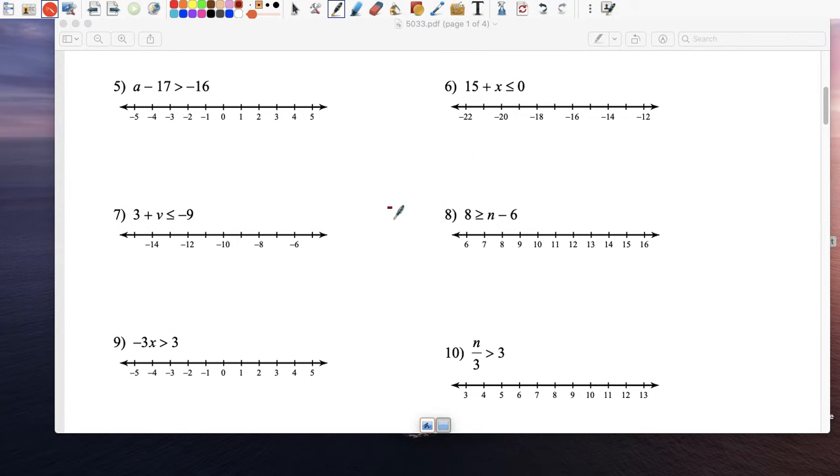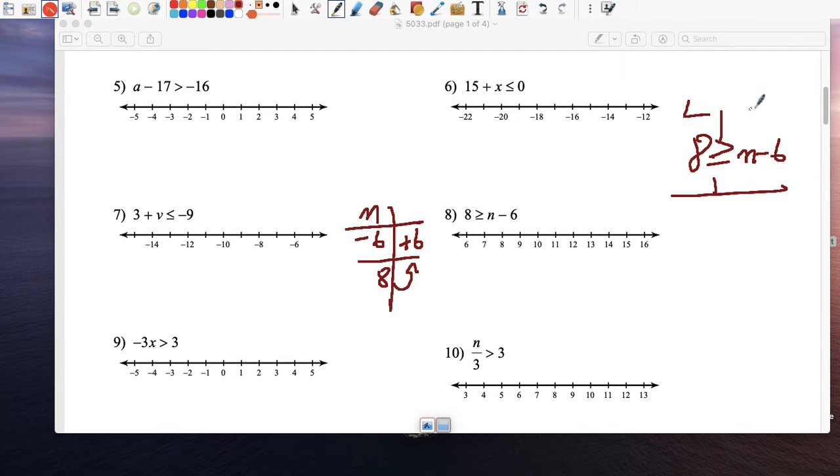8, my variable is n, minus 6, less or equal. 8 has to be greater or equal to n minus 6, so the inverse operation is going to be plus 6. So over here, left and right, left and right. So we're going to do plus 6, 8 plus 6 is 14, greater or equal, this goes away, to n.